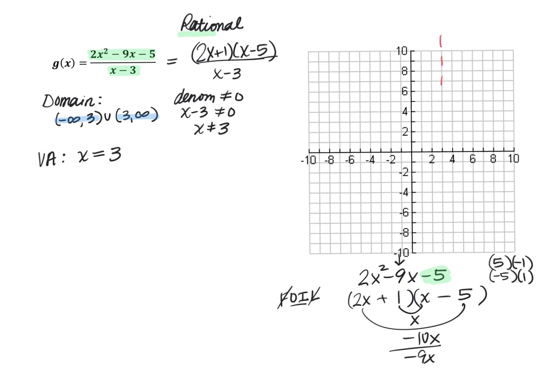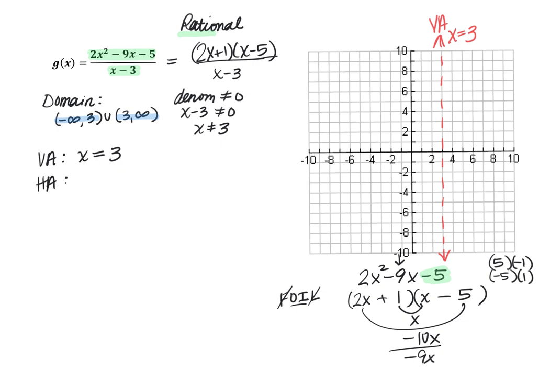I recommend that you graph as you go. So if you get a characteristic, go ahead and put it on your graph. In this case, here's my vertical asymptote of x equals 3. Next, we'll look for a horizontal asymptote.